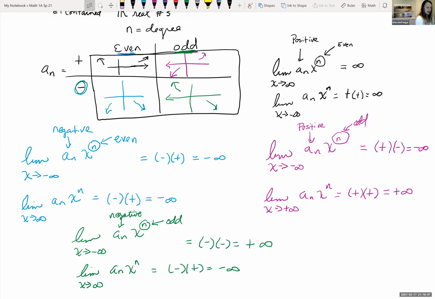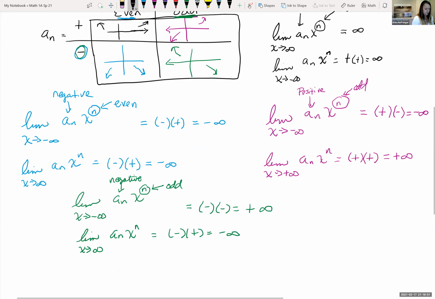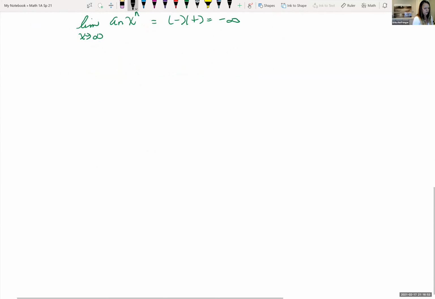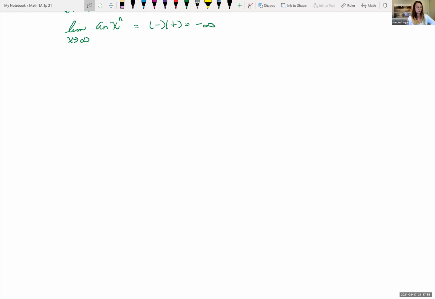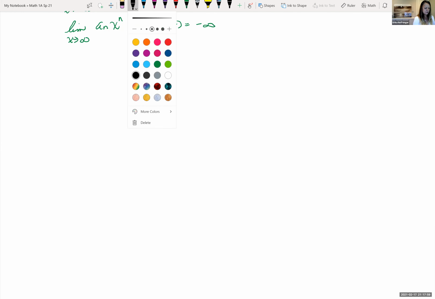But let's look at other scenarios that we could have. Maybe before I do that, let's see if you guys have any questions. Okay, so we're looking at tools that we've learned in algebra to help us graph and just kind of reviewing.